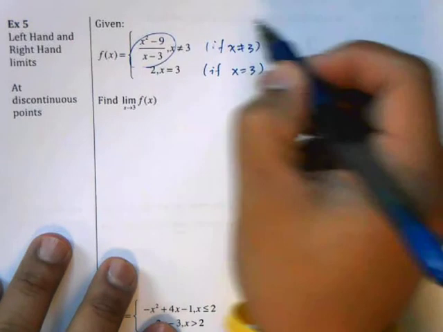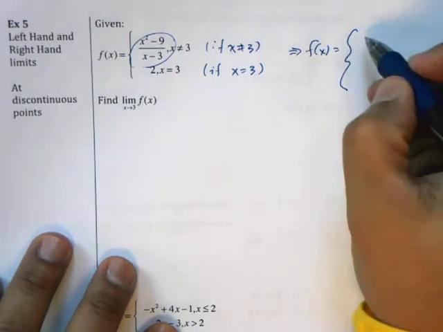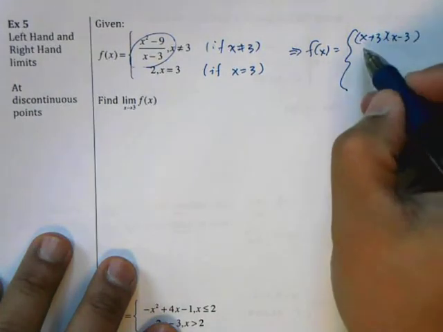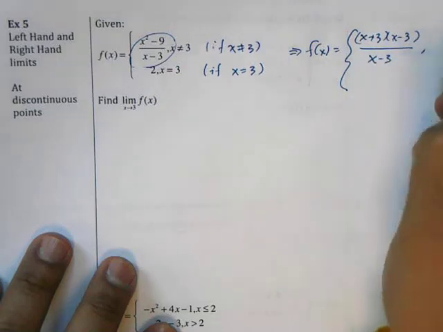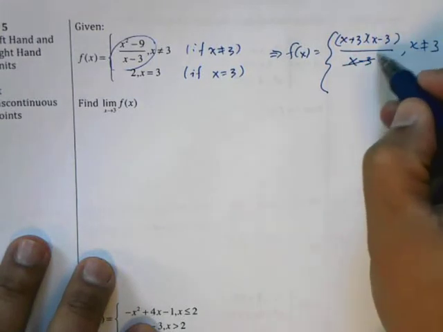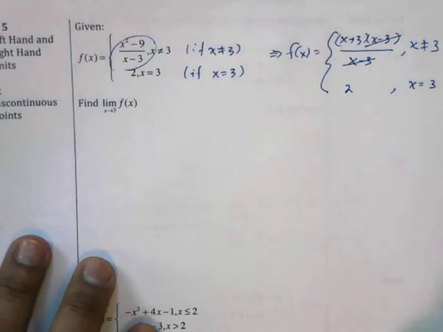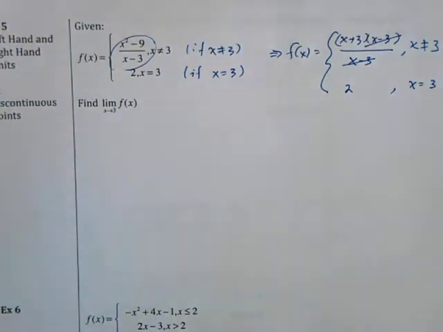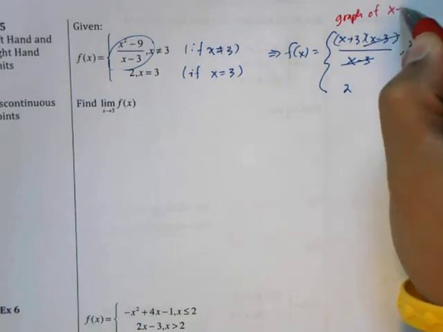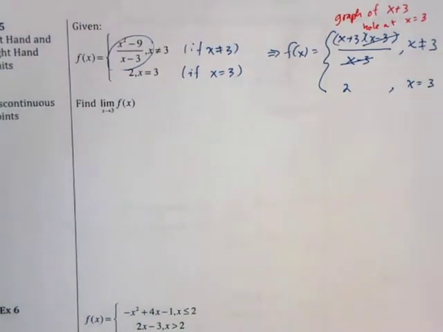Let's just look at this part. So we know that f of x is equal to, this top part here is (x plus 3) times (x minus 3), all of that over (x minus 3). And again, this only applies when x is not equal to 3. Okay? Well, this cancels and this cancels. The other part, we're just going to leave it alone for now. And so what we have here is a graph of x plus 3 with a hole at x equals 3.